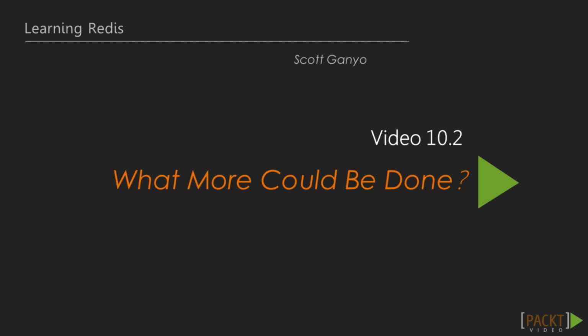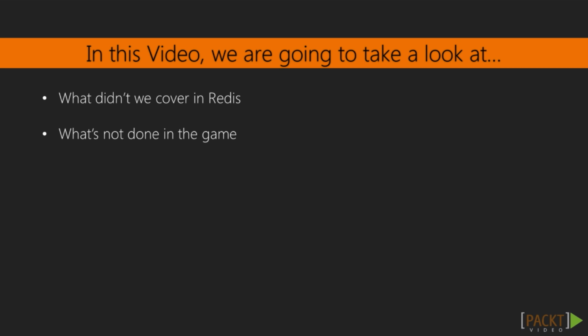Welcome to the final video of this course, video 10.2, What More Could Be Done? Or, put another way, what didn't we do? In this video, we'll talk briefly about what features we didn't cover in Redis and what you may want to investigate on your own. And we'll talk about what we didn't do in the game that you may want to take on as an exercise for the student.